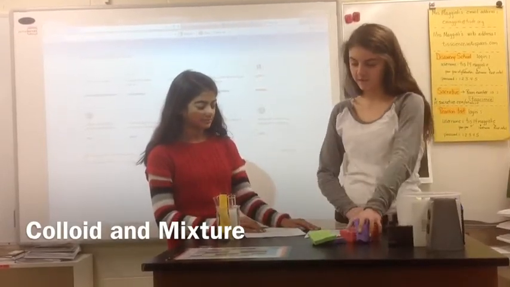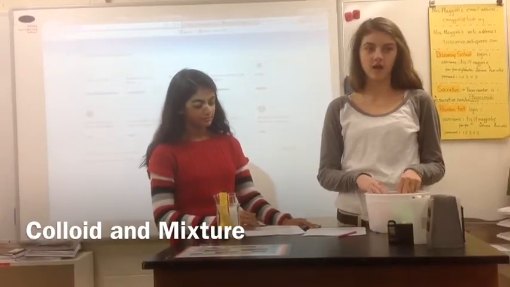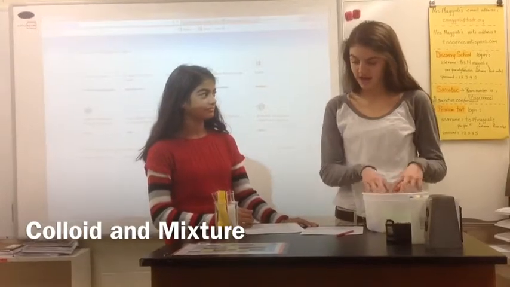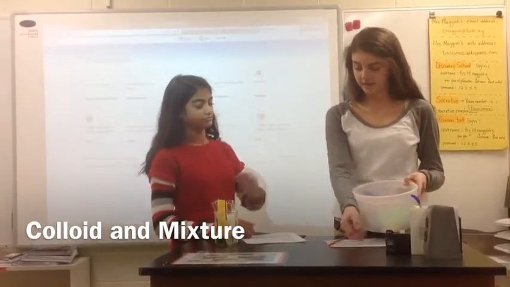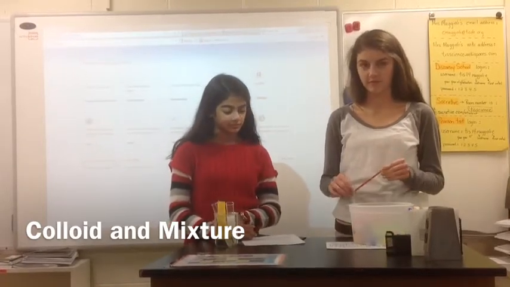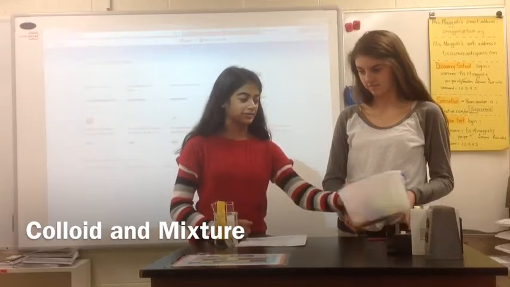The components of a mixture keep their identity when they combine, unlike other things, but they usually can be easily separated again, and their different physical properties are used to separate them. This is a mixture because it's things combined.